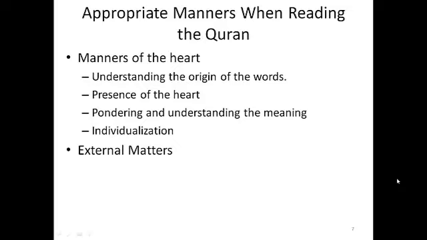Also, the reader should always seek refuge from the Shaitan by saying A'udhu billahi minash shaitanir rajim, the proof of which comes from the Quran.